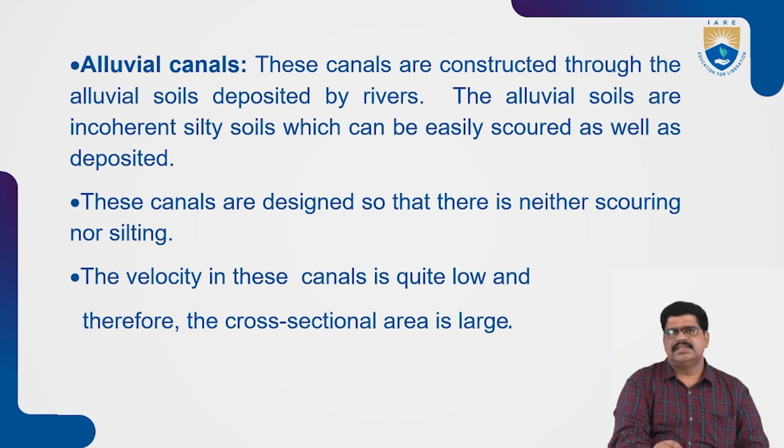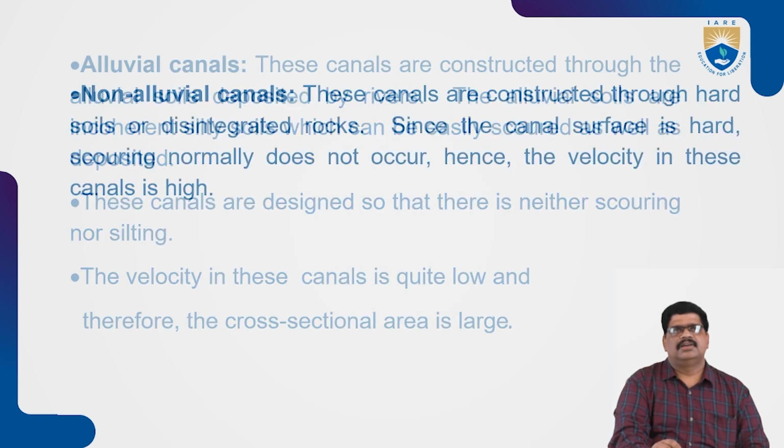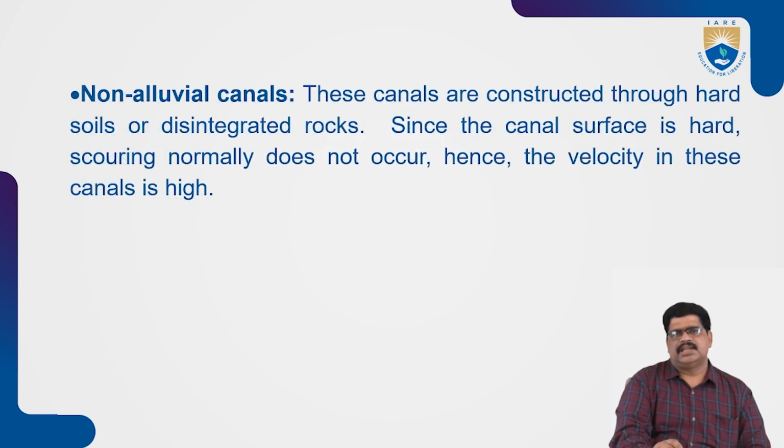The velocity of this is quite low. Why? Because of seepage or other losses, and the alignment is not correct. These are some of the reasons for alluvial soils. Therefore, the cross-sectional area is also large due to the irregularities. Next, non-alluvial canals. What are non-alluvial canals?